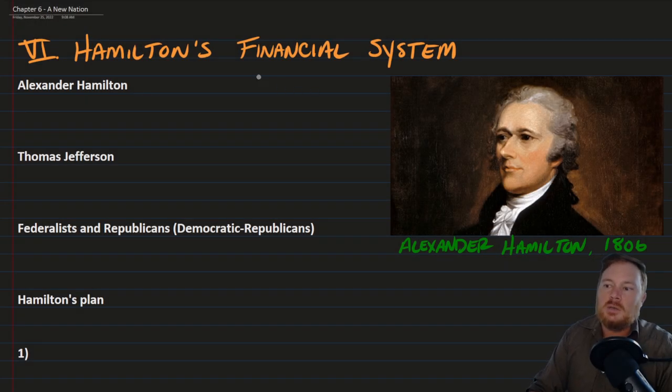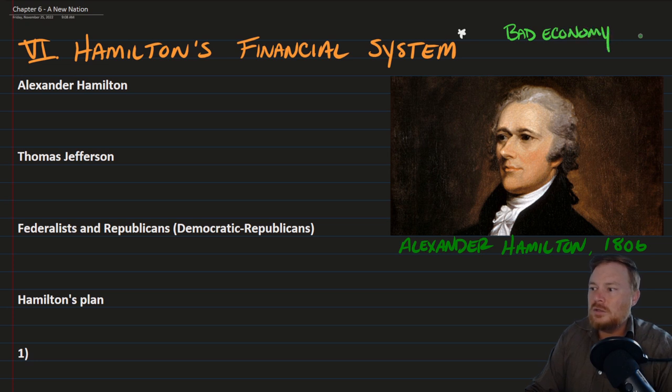Section 6, Hamilton's financial system. So recall that the most immediate concern for the nation was the economy. And in a way, you could say that had it not been for the poor economy of the 1780s, the United States Constitution would have never been written, because one of the major driving factors to create a stronger national government was to create a government that could deal with the current economic crisis.